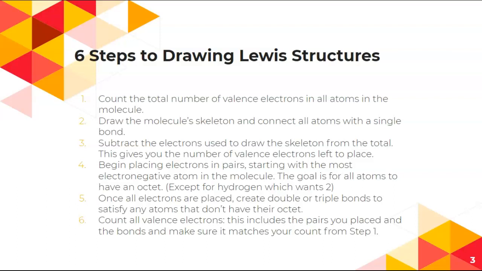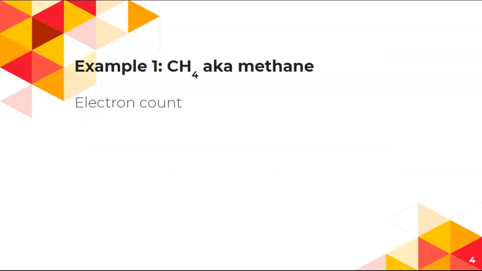Step number 5, once all electrons are placed, create double or triple bonds to satisfy any atoms that don't have their octet. And step number 6, count all valence electrons. This includes the pairs you placed and the bonds you made, to make sure it matches your count from step number 1, okay? Once you have all those copied down, then unpause the video, and I'm going to step you through some examples. Okay, example number 1 is CH4, which is also known as methane.